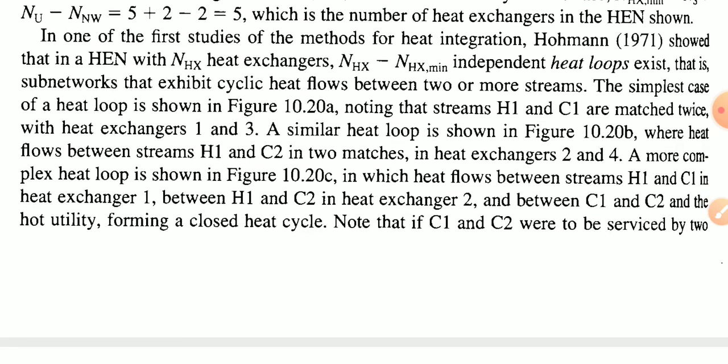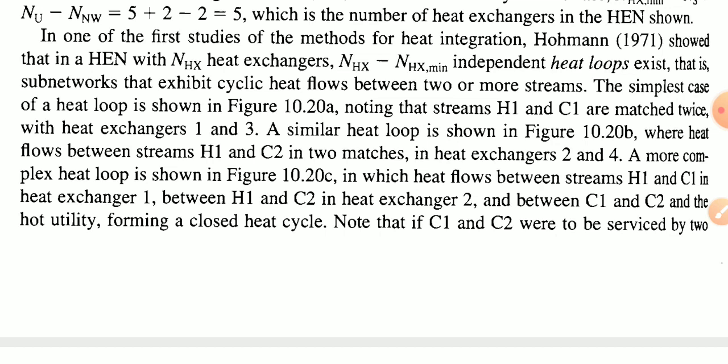Okay, in one of the first studies of the method for heat integration, in 1917 the scientist Hohmann found out that in the heat exchanger network, NHX minus NHX minimum independent heat loops exist, that is, a sub-network that exhibits cycles of heat flows between two or more streams.